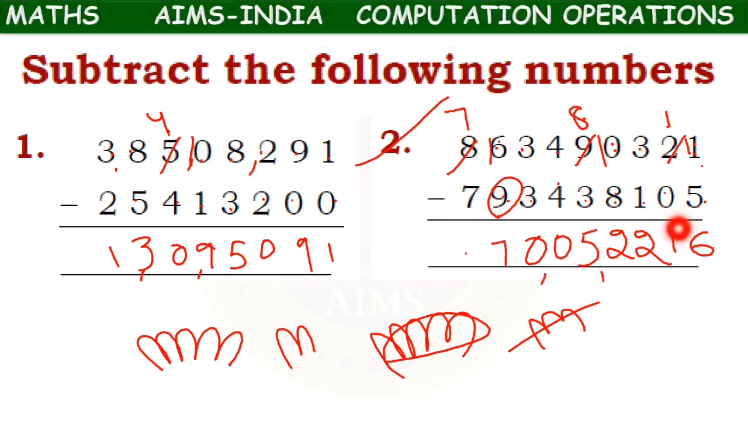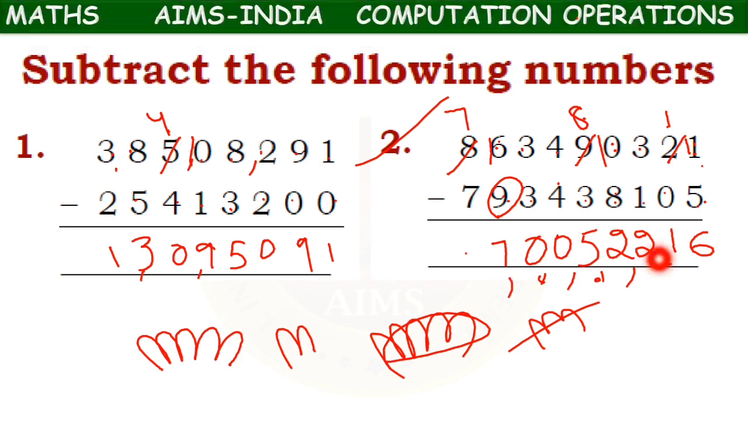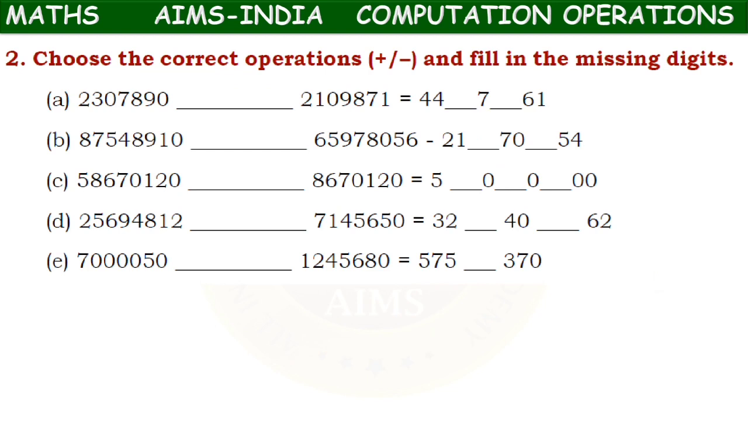So what did we get here? 7 crores 70 lakhs 5,000... sorry, what is this, children? 7 crores 52,216. Yes, this is our final answer. That is how we subtract large numbers.